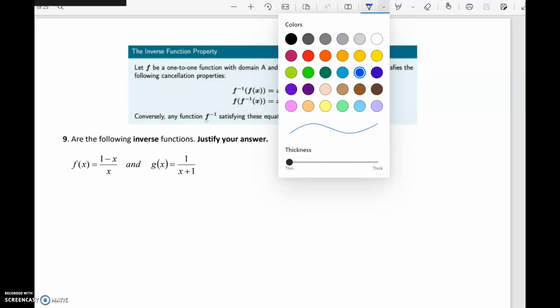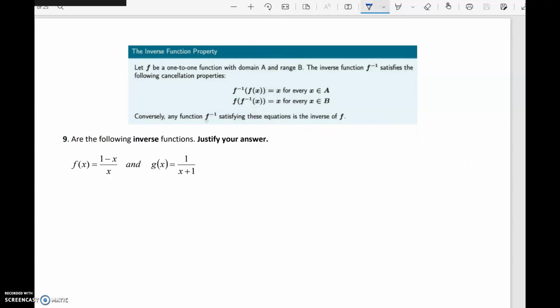Hi class, let's take a look at problem 9. Problem 9 is asking if the following functions are inverses, and to justify the answer. Here we could take several routes. We could start with this function, find its inverse, and you end up with this. Or you could evaluate the property here.